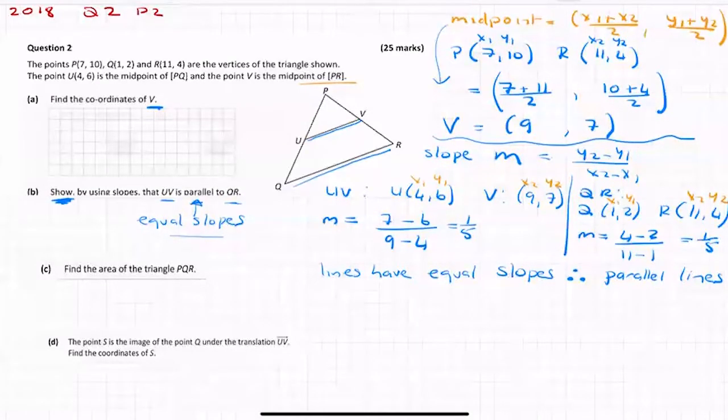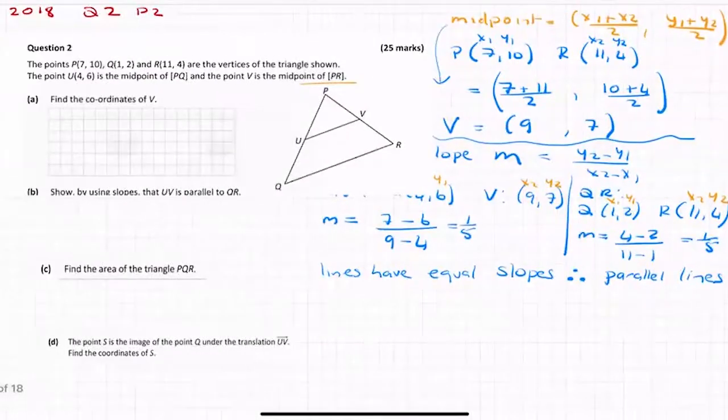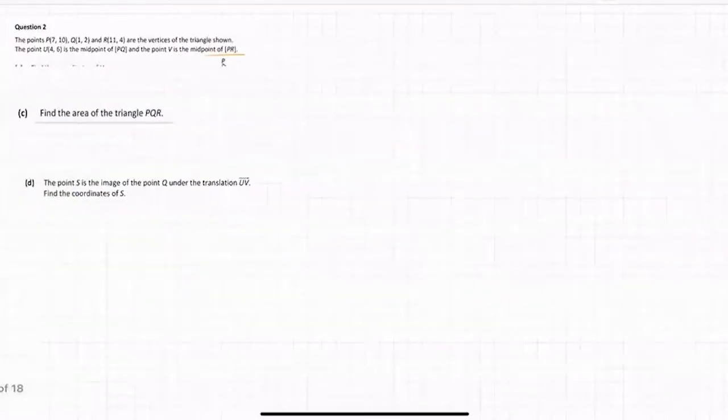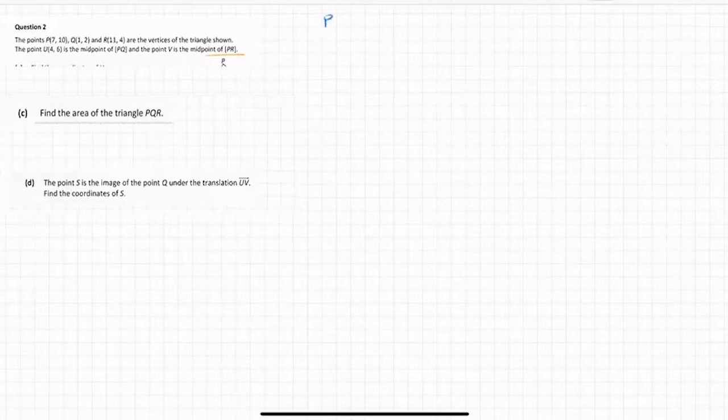Okay, part C, find the area of a triangle PQR. I'll just go on to a new page for this. So find the area of the triangle PQR. This was very like the 2019 question that also asked for an area. So again, I write down my points. P is (7,10), Q is (1,2), and R is (11,4).